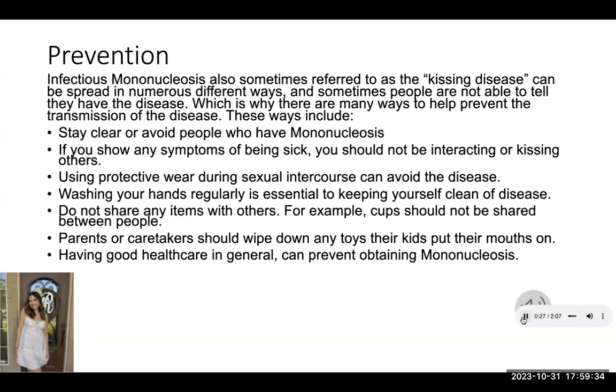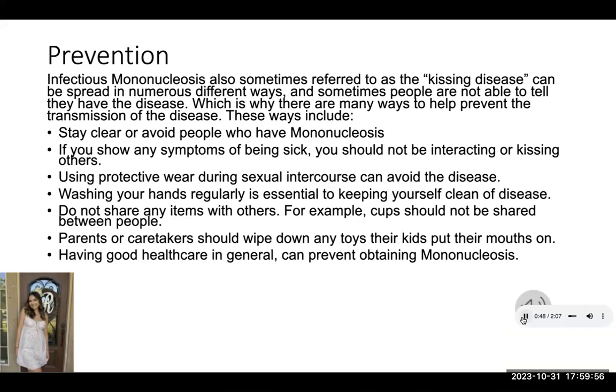Firstly, if you know someone who has mononucleosis, try to stay clear and avoid these people. You shouldn't be coming around these people at all. Next, this one's pretty obvious. If you have any symptoms, you should not be kissing other people or basically just going out in general.